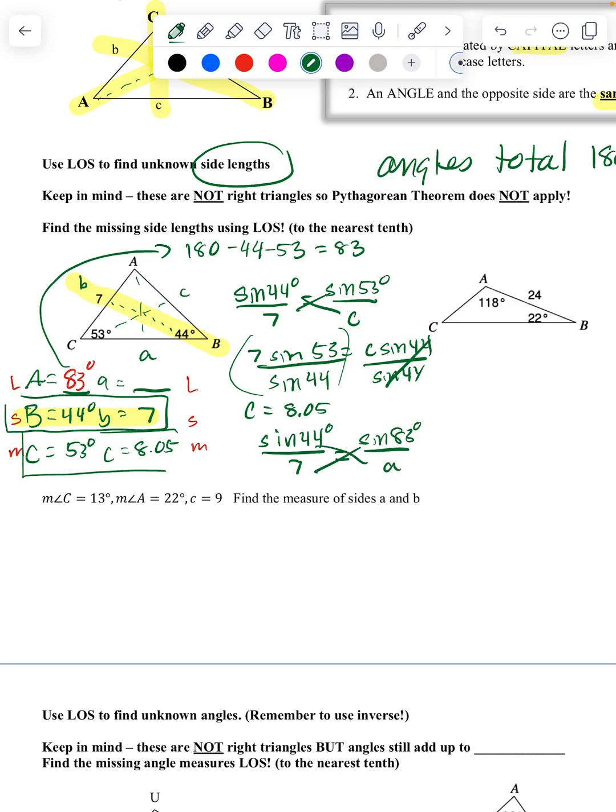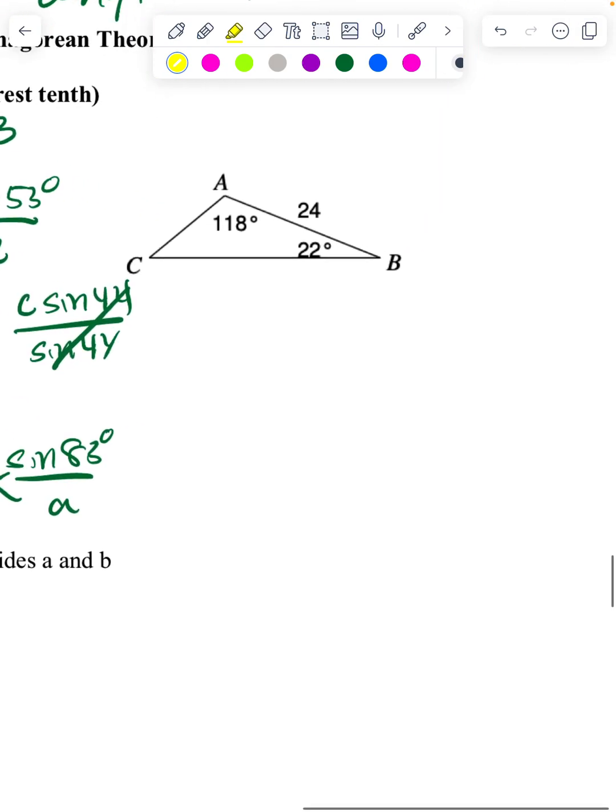And then I do the same cross multiplying. I'll end up taking 7 times the sine of 83, close that parenthesis, and then divide by the sine of 44. And I'm getting that that's about 10.0. So these are the three that I found, this angle and these two sides. It's very repetitive. It's not complicated, but you end up doing the same thing over and over again.